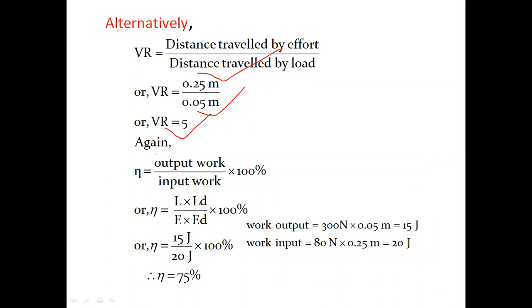Then we can calculate the efficiency by another formula also, that is output work by input work. Output work means L into LD and input work means E into ED. Output work is equal to L into LD. So L is equal to 300 Newton and the load distance, how much did it move, is 0.05. So we got 15. And input is the same thing, effort into effort distance. Then we got 20 joule. Then we got 75%. So now you have learned two ways of finding the efficiency and VR.